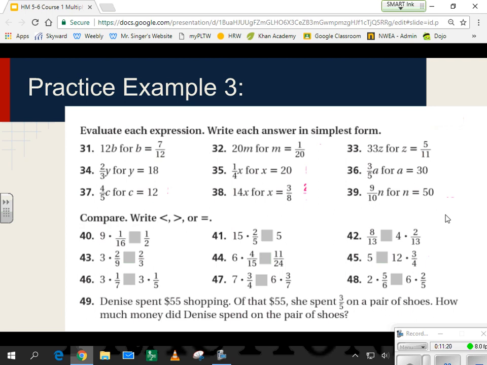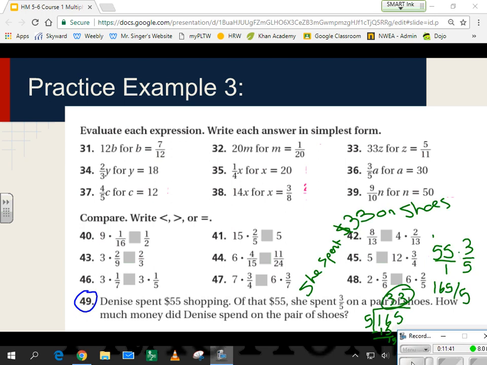All right, so I think what I'm going to have you do here, since there's a lot of extra practice, is do this problem, number 49. The rest of the problems are there if you think you need extra time. So go ahead and do this word problem, come back when you're done.